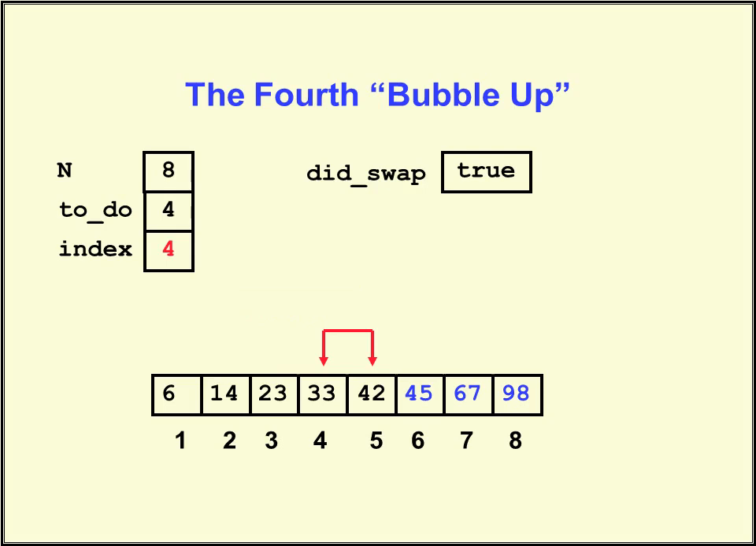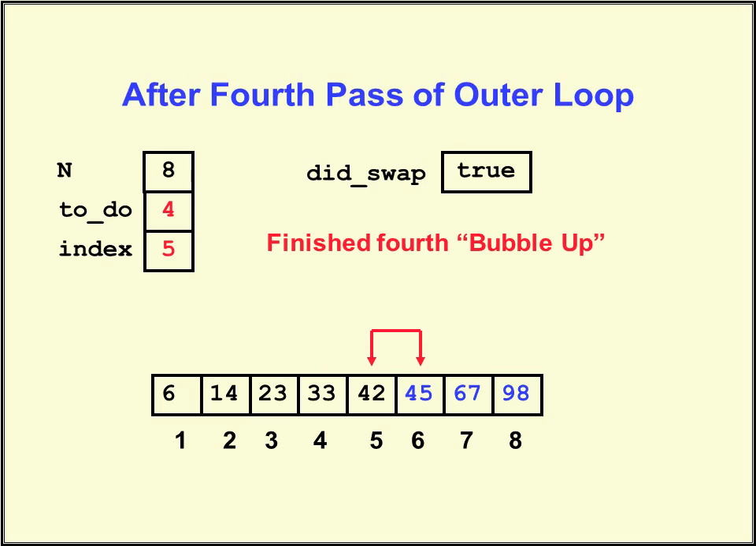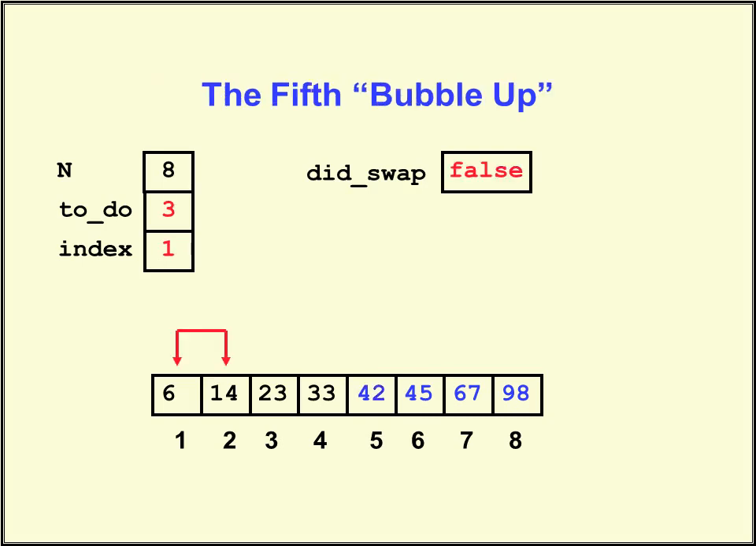After that we go to the fourth index, that is 33. We compare 33 with 42. 33 is also less than 42, so no swapping will occur and the list remains the same. After the completion of the fourth pass, we have the list 6, 14, 23, 33, 42, 45, 67 and 98.